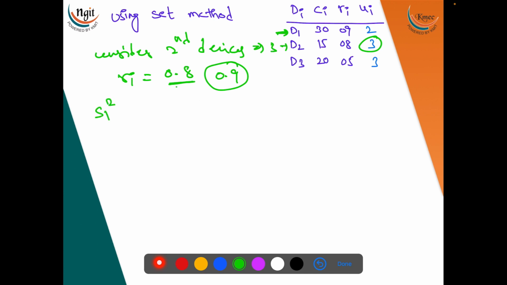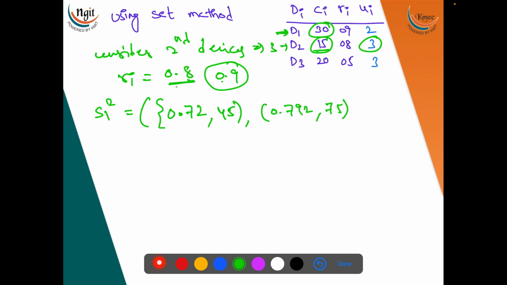Now S1 of the second device is equal to 0.8 into 0.9, which is 0.72, comma, 30 plus 15. 30 is this cost, 15 is this cost. It becomes 45, comma, 0.792, comma 75. This is S1 with a single copy. Now we should even calculate S1 with the second copy, correct?